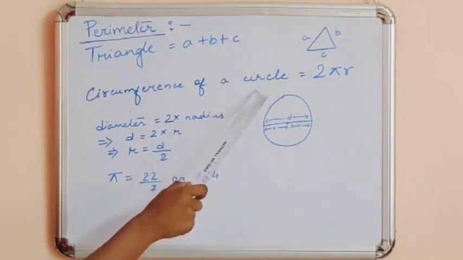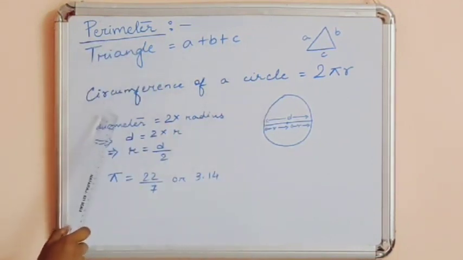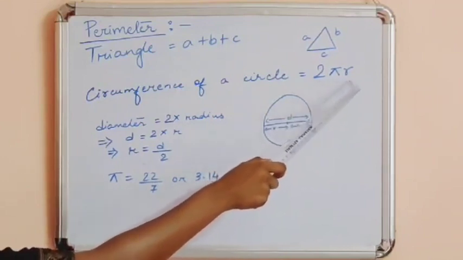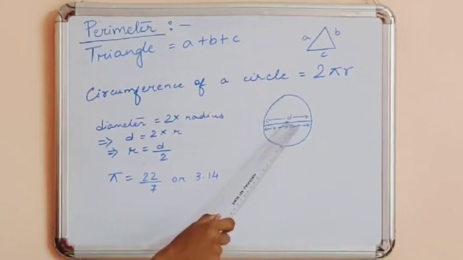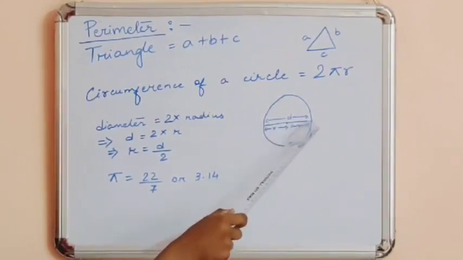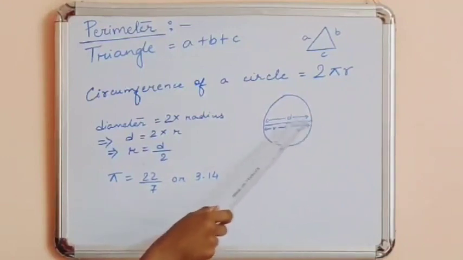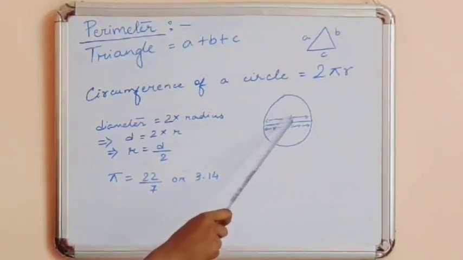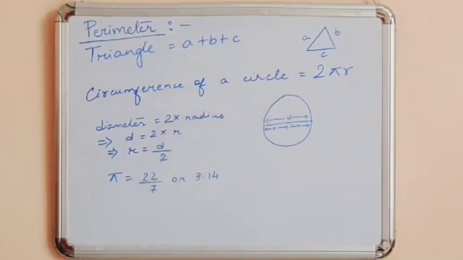Now coming to circle. The perimeter of a circle is also known as circumference. Its formula is 2 pi r. Here I have drawn a circle. This is the center. The line that passes from one end of the circumference to the other end, passing through the center, is known as diameter. Half of the diameter is radius. Radius is equal throughout from the center.